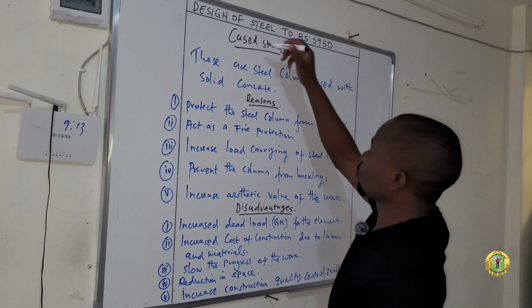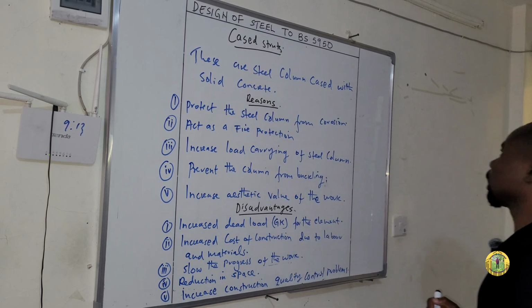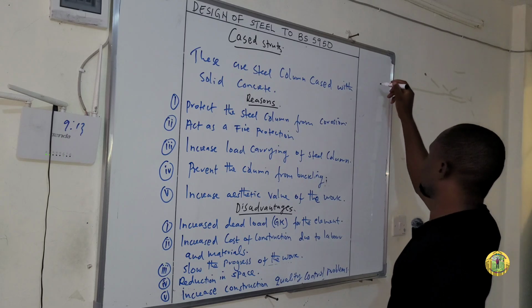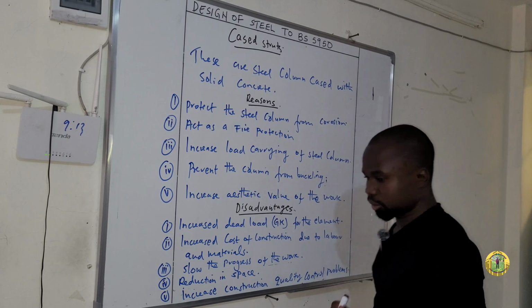So let's now go to cased struts. What is a cased strut? This is a steel column cased with solid concrete. So for example, let me draw it here.